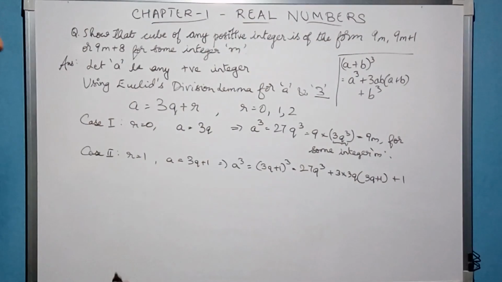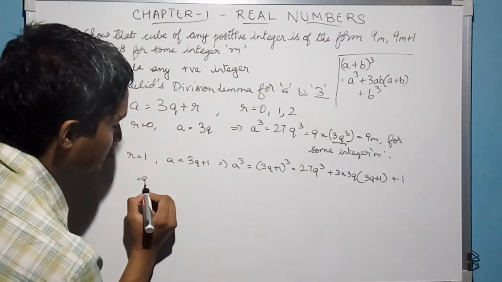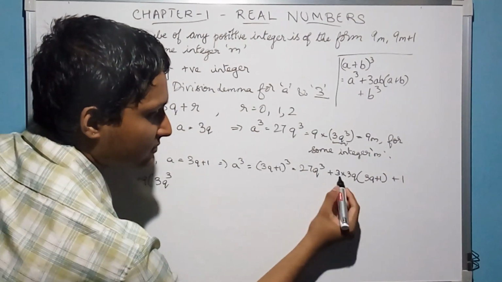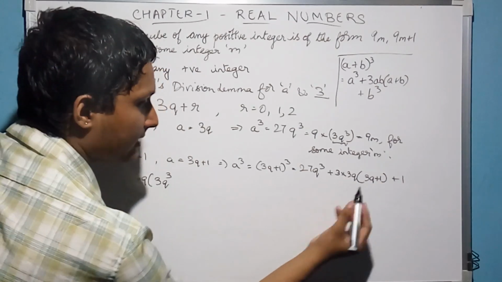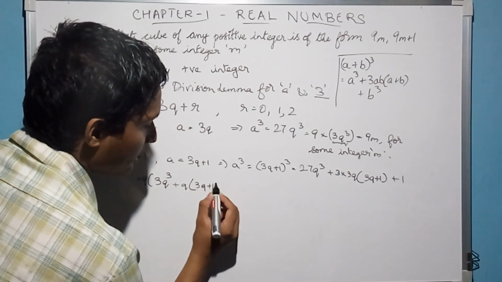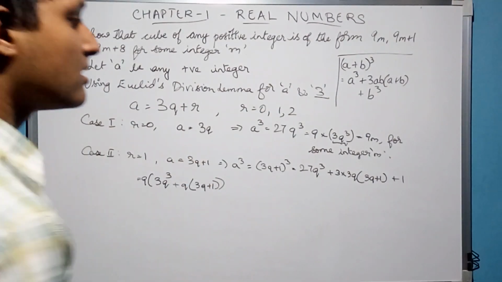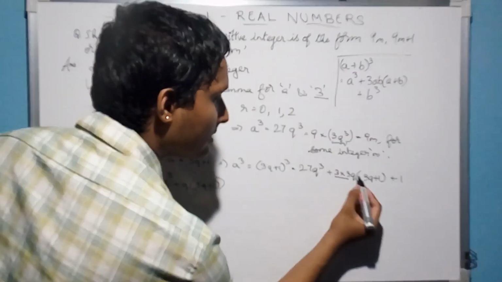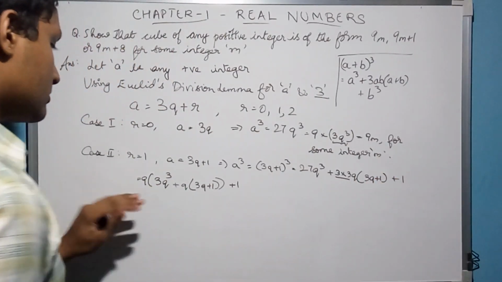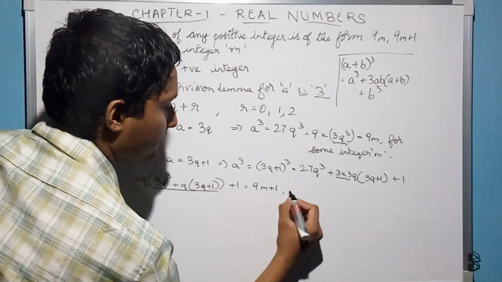This is 9m plus 1. So I need to take 9 outside now. From 27 I am going to take 9 outside. You get 3q cube. Then you are going to get this 3 into 3 is 9. So plus q into (3q plus 1). I leave it as it is. There is no use of simplifying that also. I am going to just write it as m. So 9 I am going to take it out. It comes to be 3q cube plus q into (3q plus 1) plus 1. So this whole thing I am going to write as some m, 9m plus 1 for some integer m.